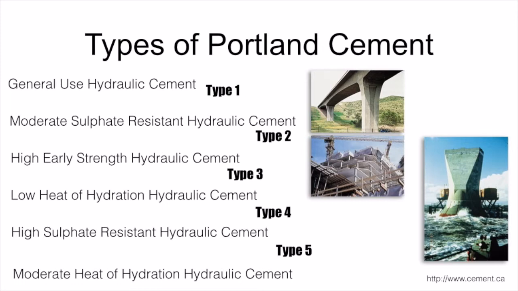It is for use in massive concrete structures such as large gravity dams, where the temperature rise resulting from the heat of hydration must be minimized, or thermal cracking may occur. High sulfate resistant hydraulic cement is used in concrete exposed to severe sulfate action, principally where the soils or groundwaters have high sulfate content. Another popular cement is moderate heat of hydration hydraulic cement. This cement is similar to low heat of hydration hydraulic cement.